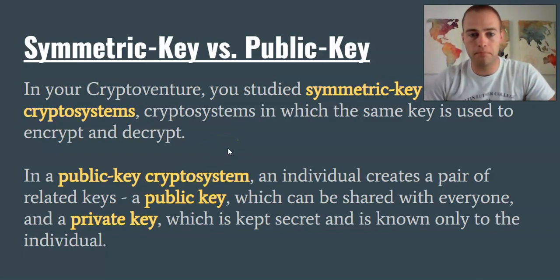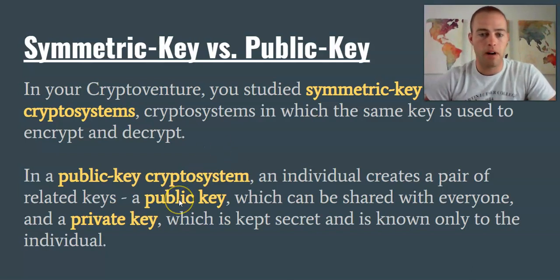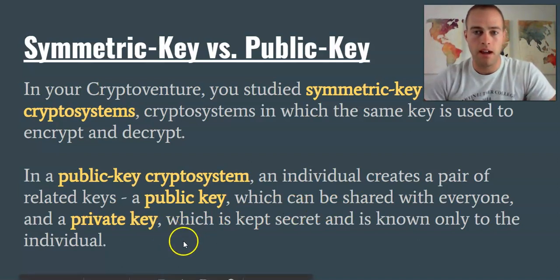An individual in a public key crypto system creates two different keys, a public key, which is shared with everyone, and then a private key, which only that person keeps and only that person is able to use.